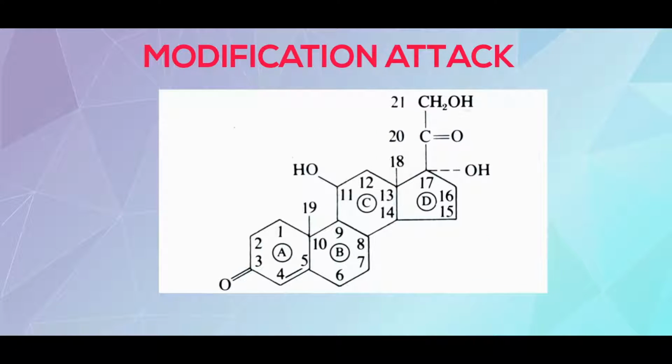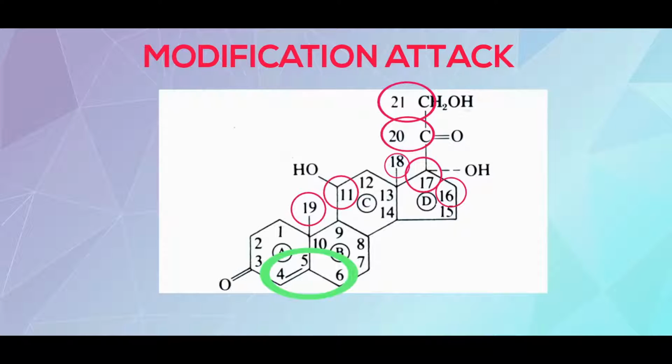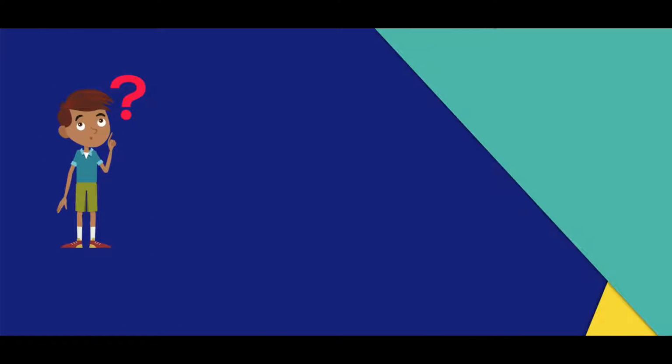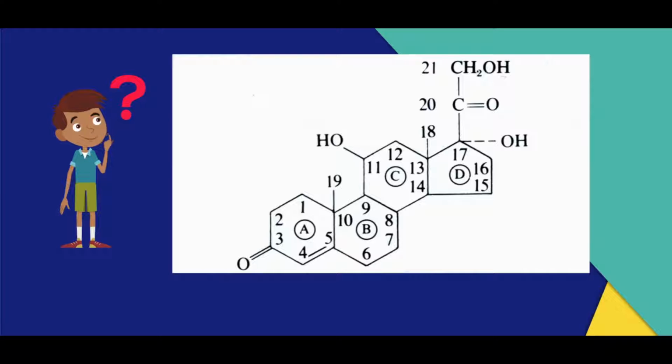The modifications include additions at the 11, 16, 17, 18, 19, 20, and 21 positions, conversion of the 3-hydroxyl to a ketone, and isomerization of the 5,6 double bond to the 4,5 position. A number of additional modifications, not shown here, occur during conversion of the steroid hormones to inactive metabolites.